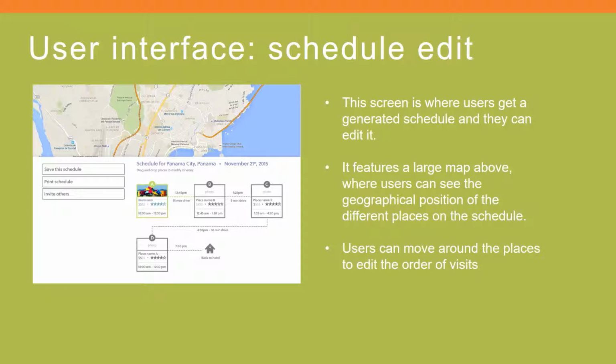It features a large map above where users can see the geolocation of each place in the schedule. After they're done editing the schedule to their liking, they can save the schedule, they can print it, and they can also invite other people to join them in the schedule.